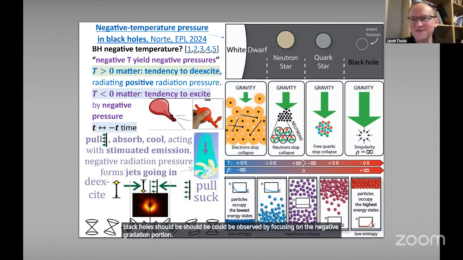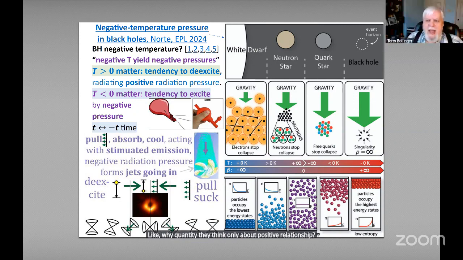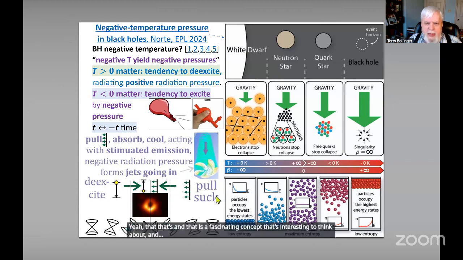Why do they currently think only about positive radiation pressure? Yeah, and that is a fascinating concept. It's interesting to think about, and the implications of that.